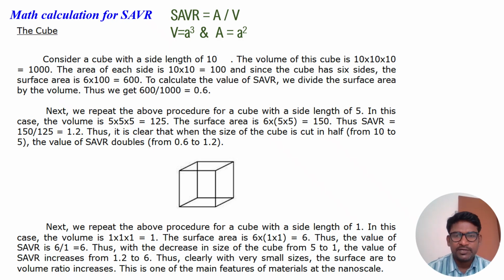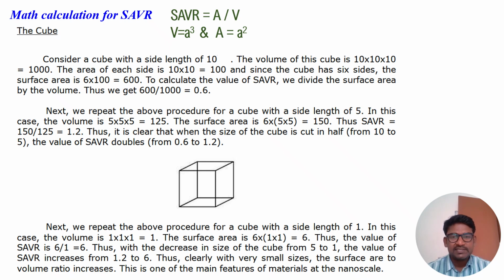So the surface area to volume ratio is equal to 150 by 125, that is 1.2. It is clear that when the size of the cube is cut in half, that is from 10 to 5, the value of surface area to volume ratio doubles. Look at this. Here it is 0.6 and here it is 1.2. So that is the most interesting thing we have identified from this calculation, that when we reduce the size, area increases. Next, we repeat the above procedure for a cube with a side length of 1.